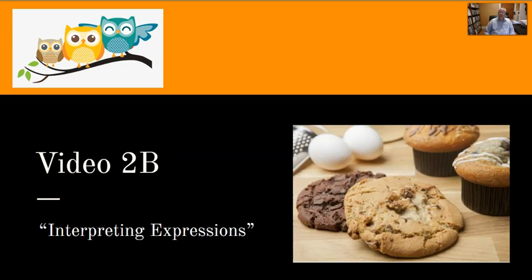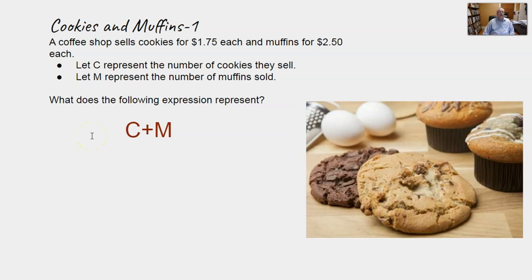In this video, we want to just give you a little taste of what it means to interpret expressions. Okay, so let's get started here. Here we have a problem we're going to use throughout this video. We have cookies and muffins. So it turns out that a coffee shop sells cookies for $1.75 each and muffins for $2.50 each.